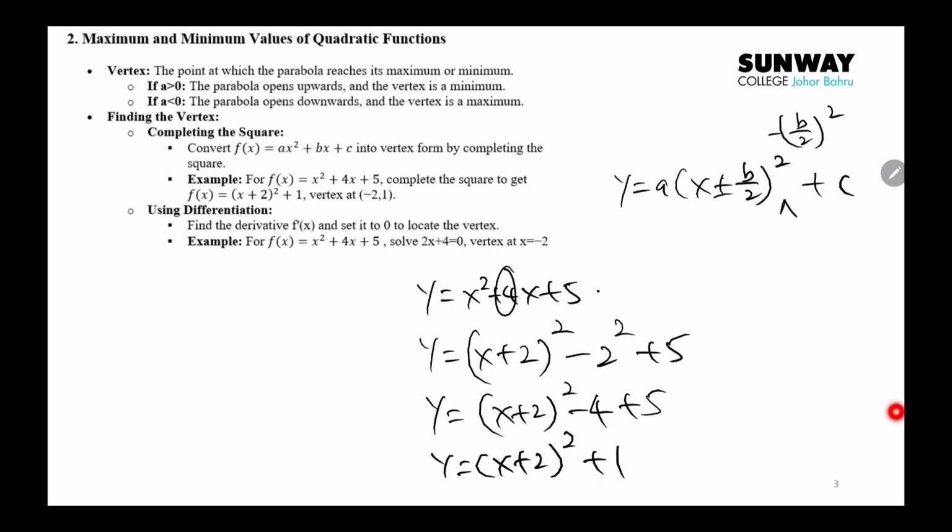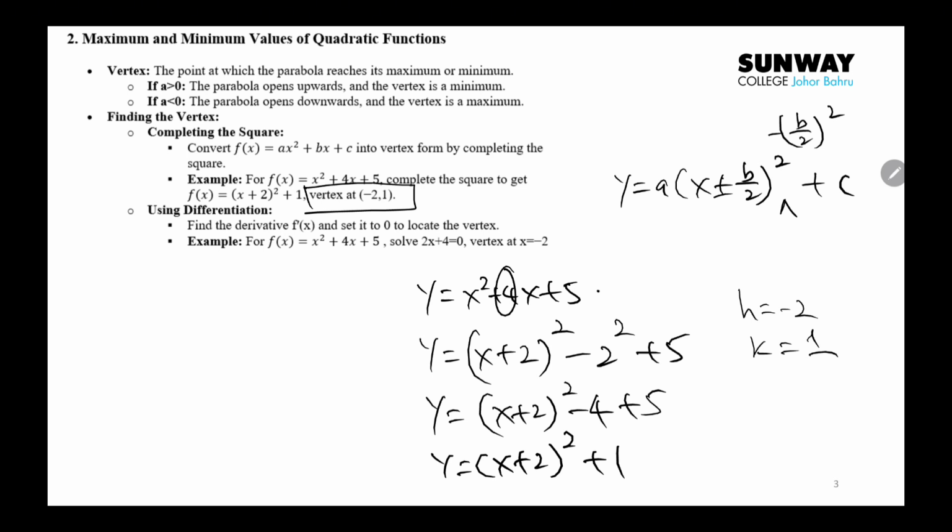In this case, you will then be able to determine the vertex. The values of the vertex are h equals negative 2 and k equals positive 1, and that's why you will see that the vertex is located at negative 2, 1.